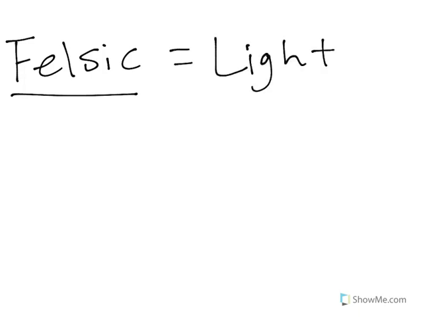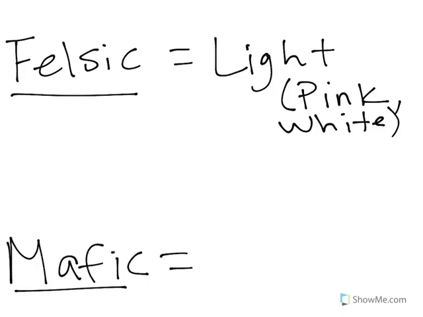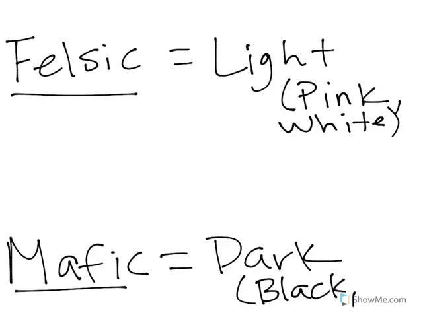Our felsic rocks, because they have that high silica and oxygen, tend to be very light in color. When I say light, they're usually pink or white. So if you want to think of your very stereotypical granite, granite usually has a lot of pink and white on it, it's felsic. If we want to think of something that is mafic, because mafic has a lot of iron and magnesium, it is going to be very dark. So when I say dark, it's going to be usually black or gray.